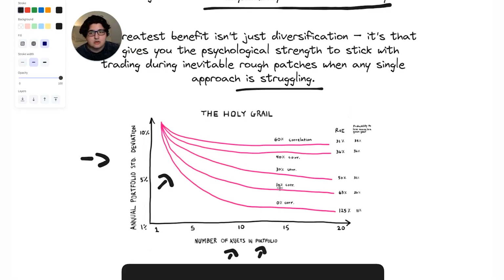Now, that is hard to do because a lot of markets are very correlated nowadays, especially during stress events. But ultimately, this is why you want to build a portfolio of different strategies to try and reduce your volatility, which ultimately reduces your amount of drawdowns because they are balancing each other out.